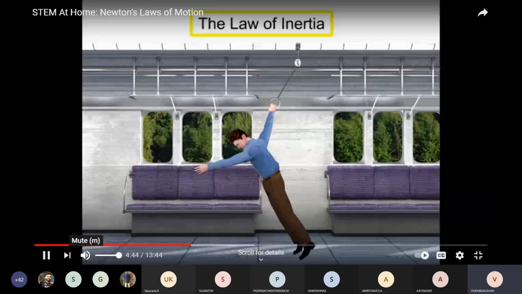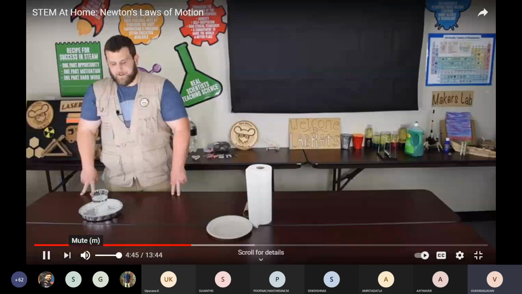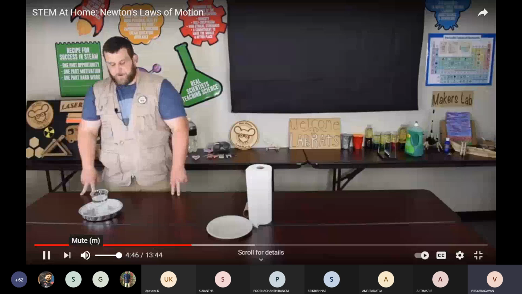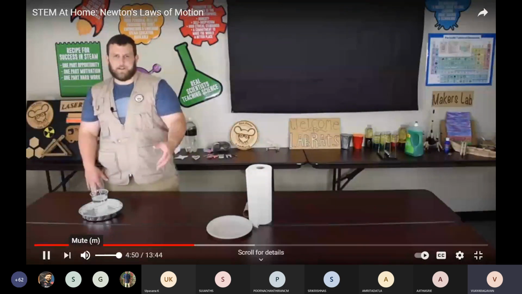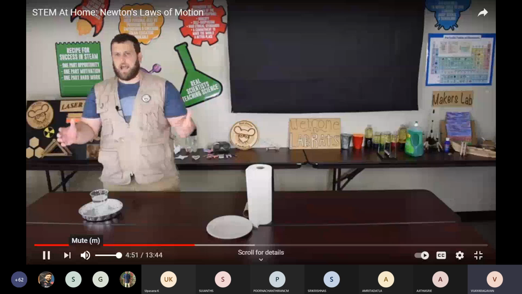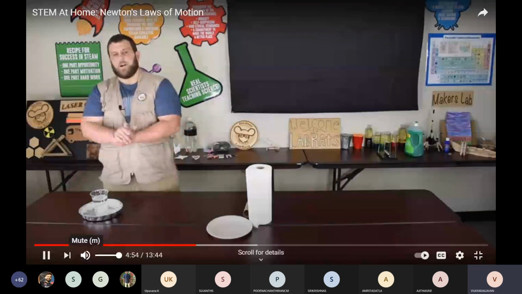Remember, an object in motion will stay in motion in a straight line at a constant speed unless it's acted upon and stops with a force, or an object at rest will stay at rest. This will not move until I act upon it with a force.